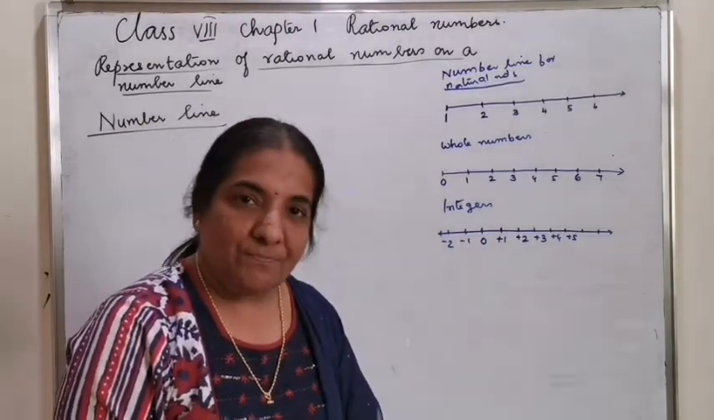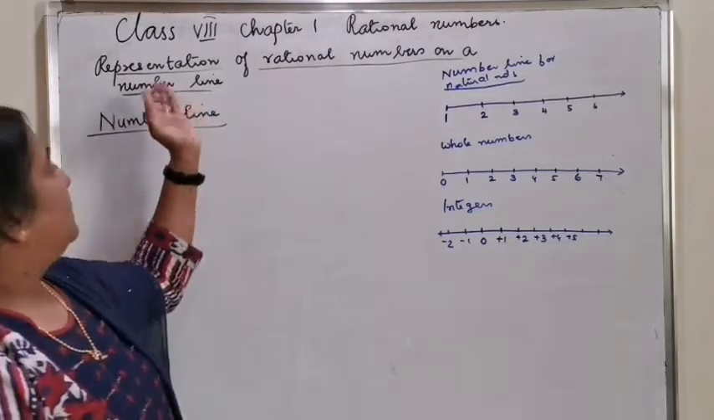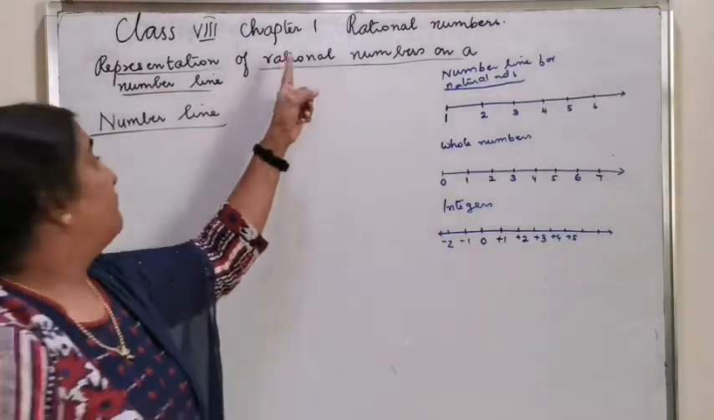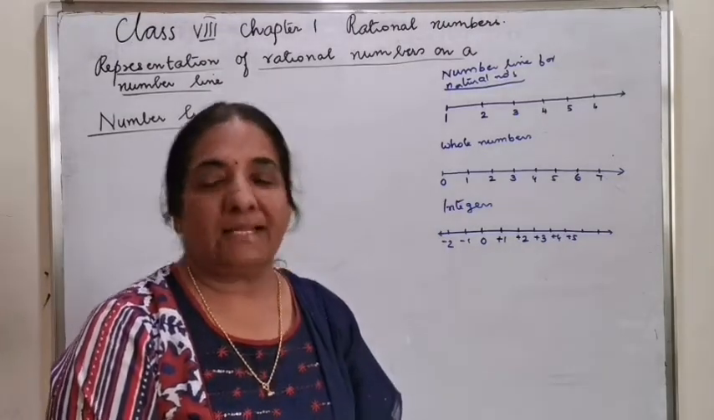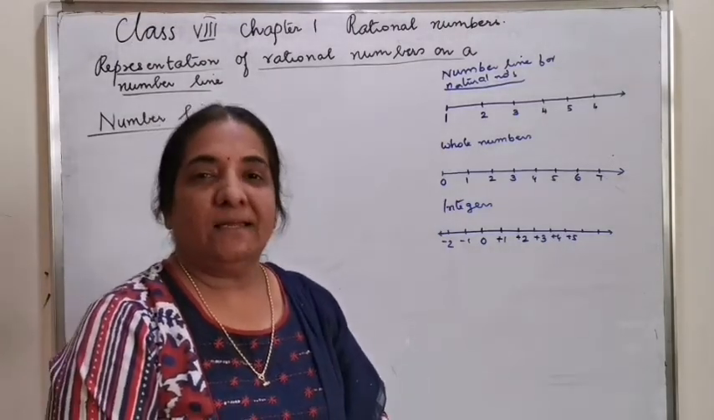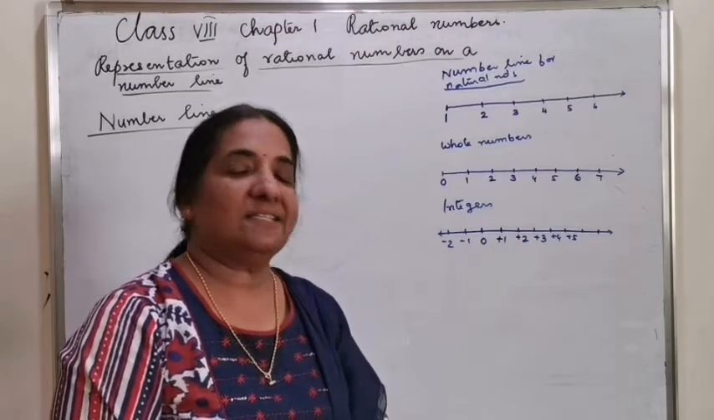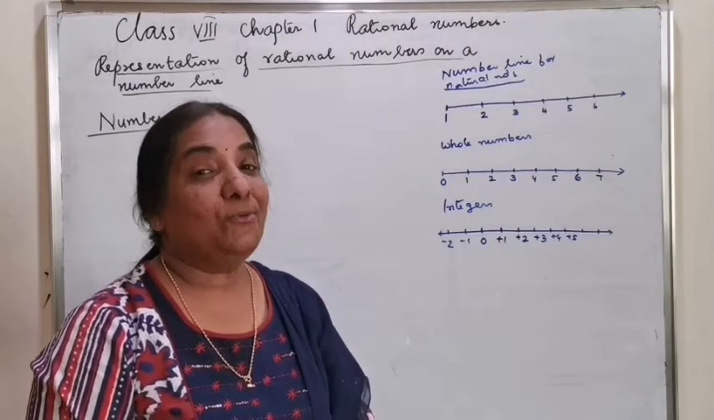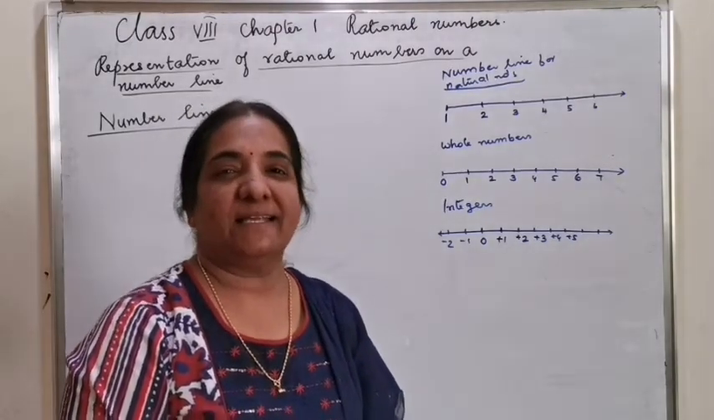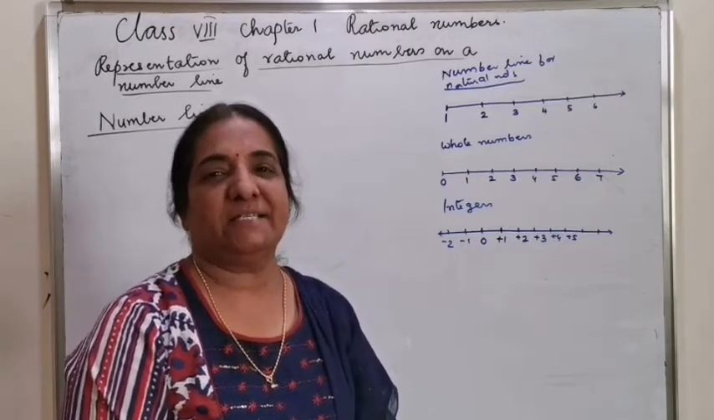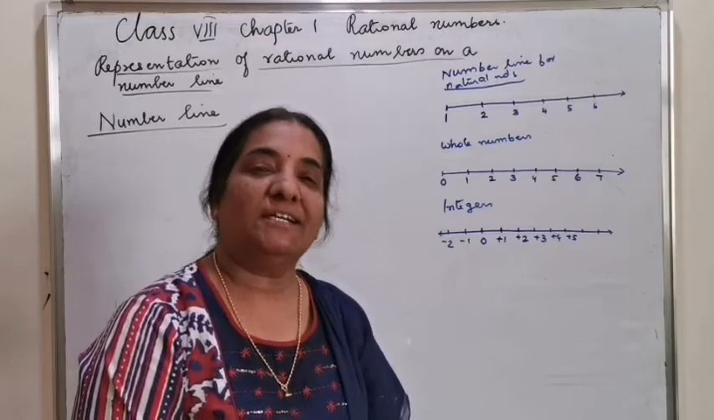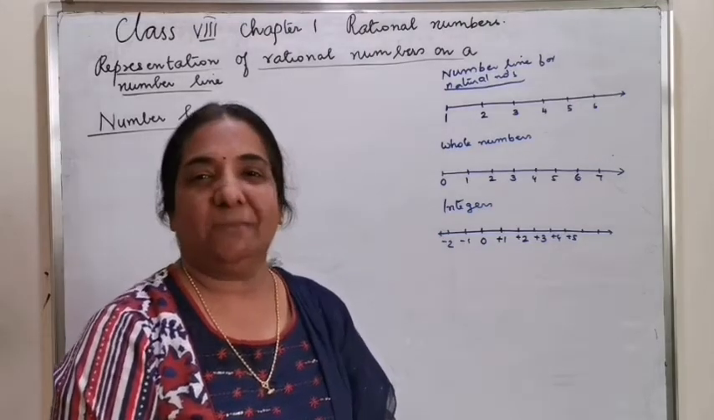And now, your concept today is representation of rational numbers on a number line. Before that, let me just revise with you how you were adding, subtracting, multiplying and dividing simple small numbers when you were in smaller classes by using a number line.